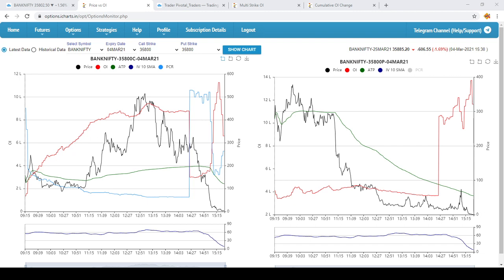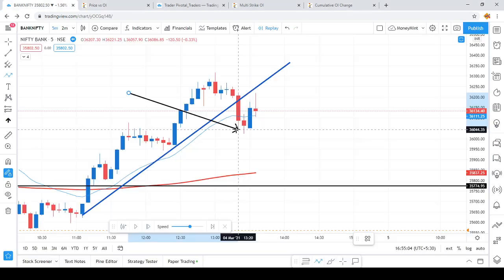the option writers were not interested in writing more of the puts. Whatever the scenario, they were not interested in writing more puts. They were only interested in writing the calls. You can see the trajectory over here and the stagnant nature over here. These two were the most contrasting factors, which convinced me to keep my trade open for 35,800 CE.